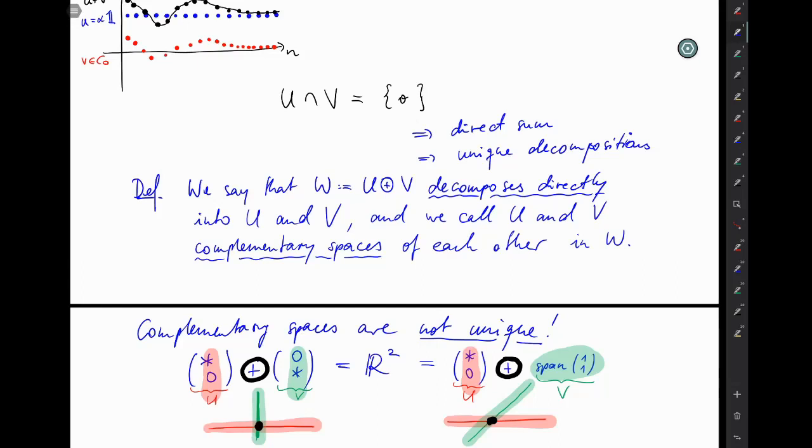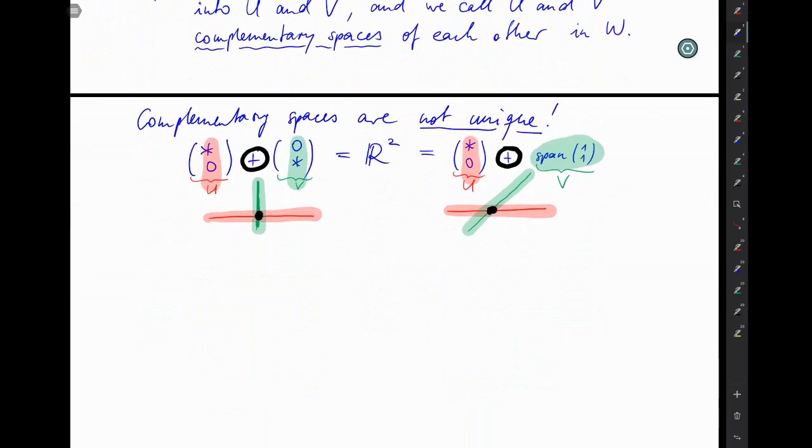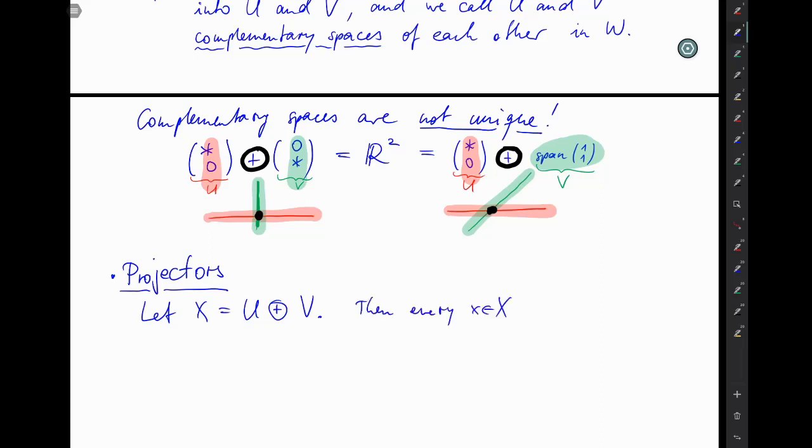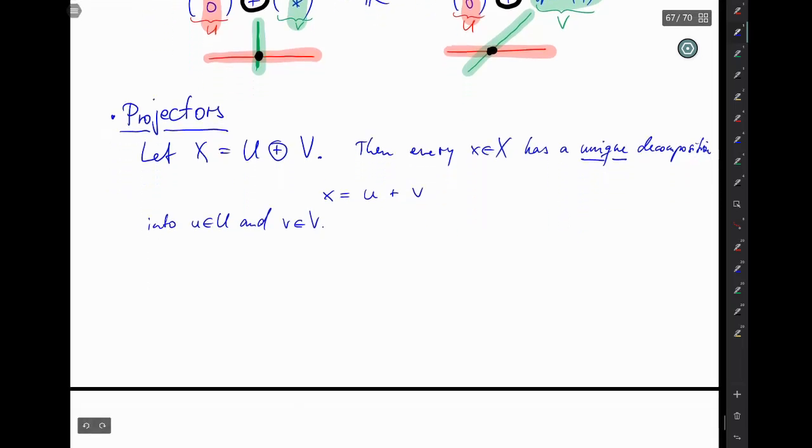Okay, I think now we are all ready, all set for projections or projectors, as we will often say. And therefore let our space X be given as a direct sum of two of its subspaces U and V. The fact that it's a direct sum means that every little x from X has a unique decomposition, little x equal to little u plus little v, with u from U and v from V. Okay, and here's our definition.